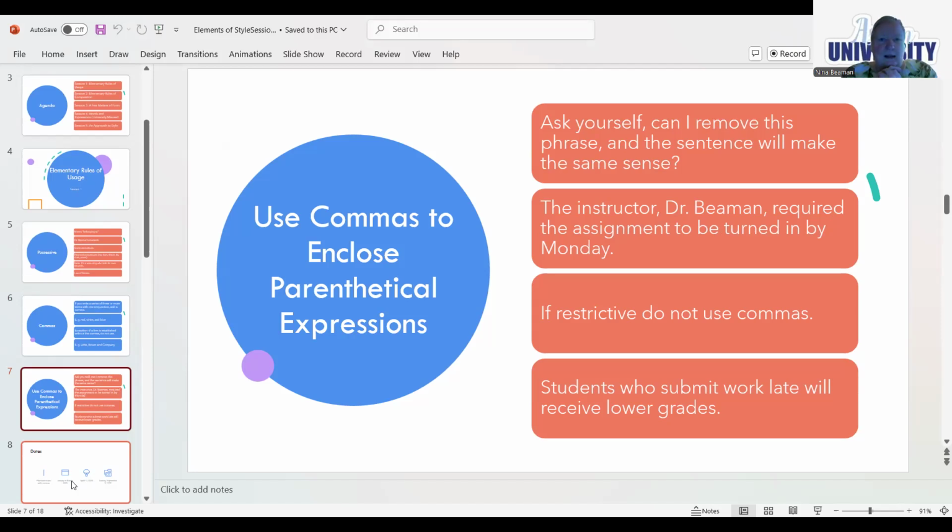If it's restrictive, in other words, you can't pull it out or it doesn't make sense, then you don't use commas. So students who submit work late will receive lower grades. Who is the subject? It's the students who submit work late. That's the entirety of the subject. So if you put commas there, students will receive lower grades. No, that can't be true, right? So because that's fundamental and important, it cannot be pulled out in a parenthetical expression.